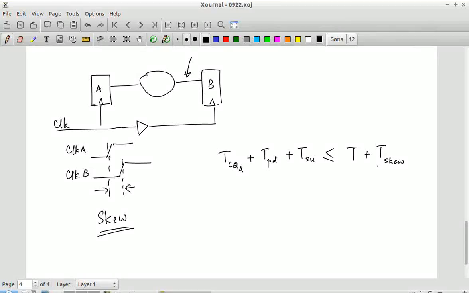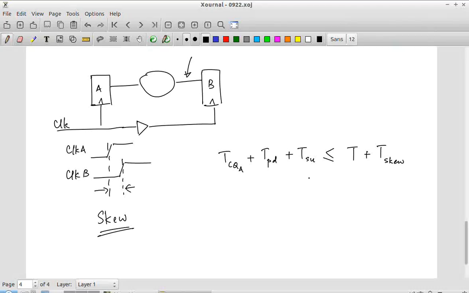Right? In that case, the equation would be exactly the same, but the clock skew is relative. It is how much earlier does the clock arrive at A than at B. Okay? So if I have a path from B to A and I am trying to do the analysis for that, then the skew will be negative for that path. Right? Meaning that now the clock period has to actually increase.